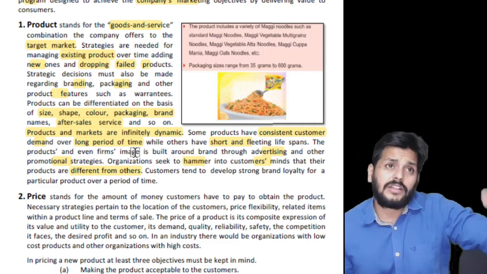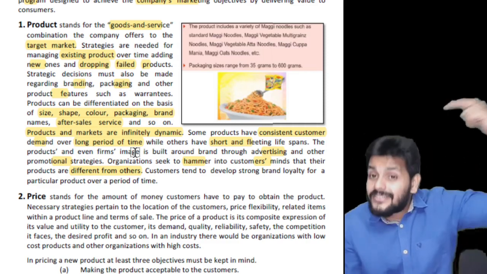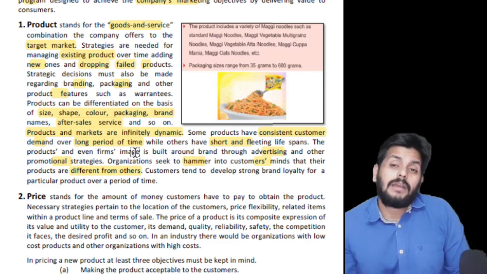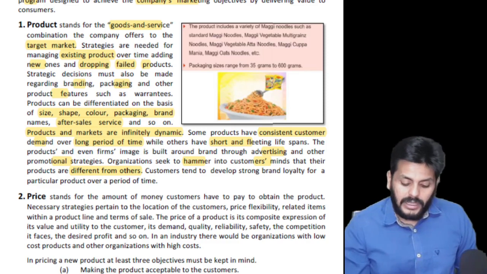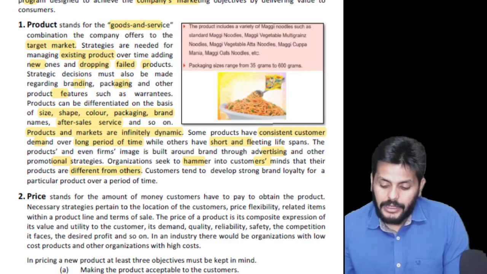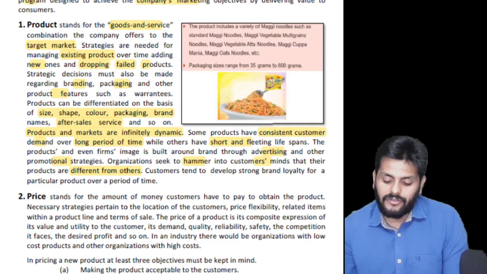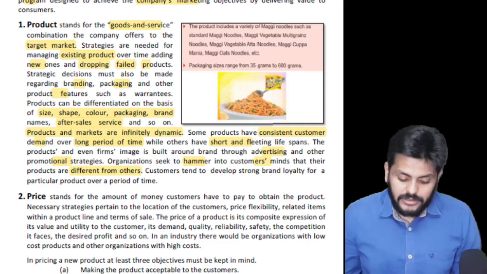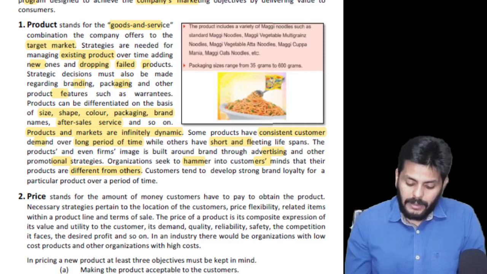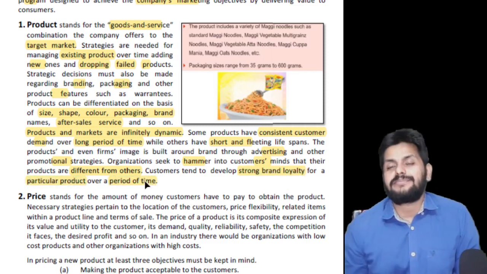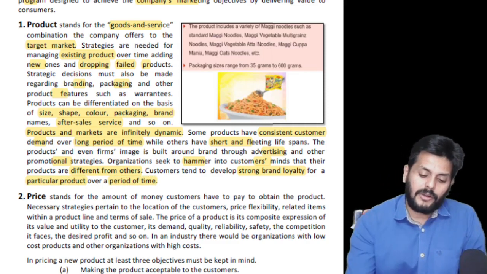So that's why in differentiation, they told you some points of differentiation. With customer values, if you have that with you, then they will even be ready to pay premium prices. So this becomes a very interesting aspect over time. Check this point out. Organizations seek to hammer into customers' minds that their products are different from the others. Customers tend to develop strong brand loyalty for a particular product over a period of time. Got it? This is about product, the first P.